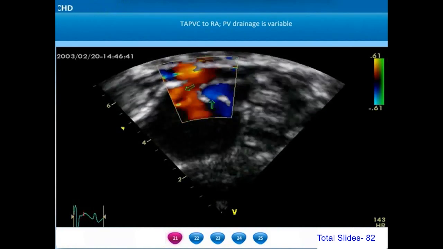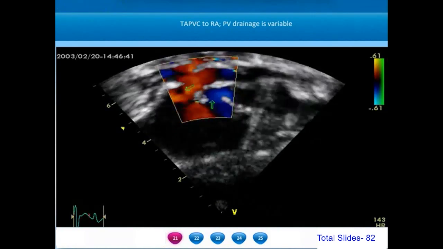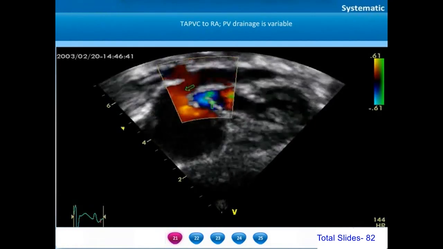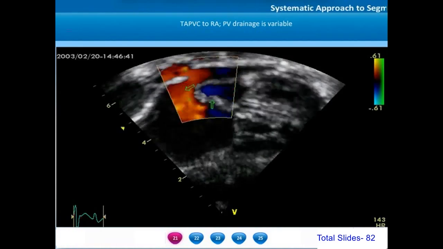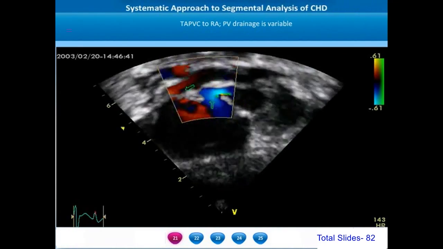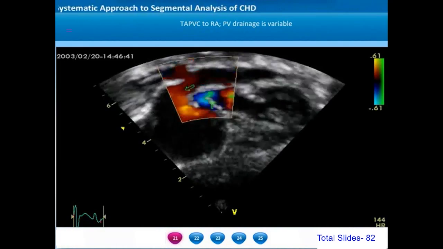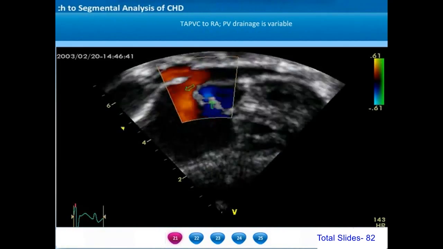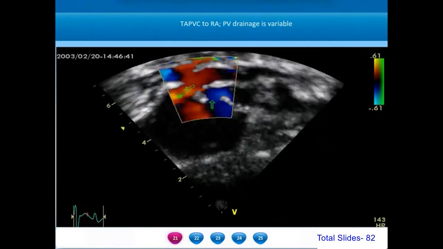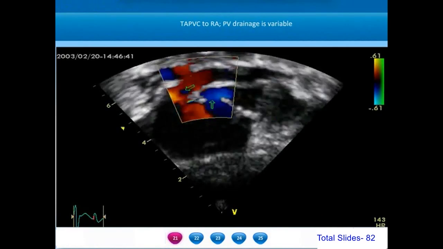In this example, on a subxiphoid coronal sweep, we can appreciate a TAPVC of all the 4 pulmonary veins draining through a common chamber onto the posterior wall of the right atrium, shown with an arrow. We can notice that the right atrial blood courses through the foramen ovale, shown with another arrow, towards the left atrium.